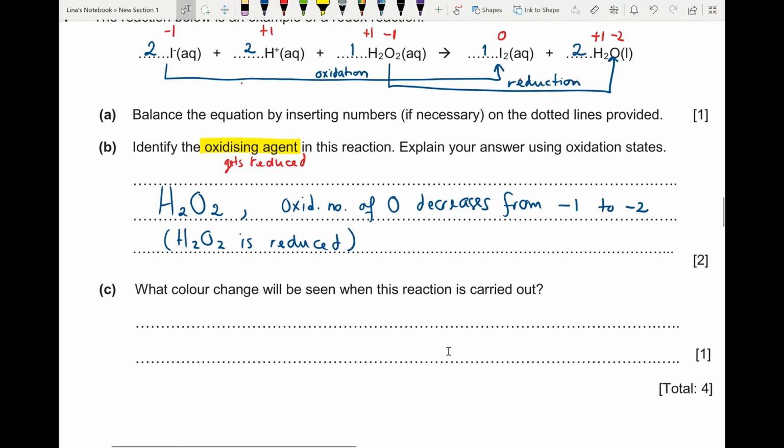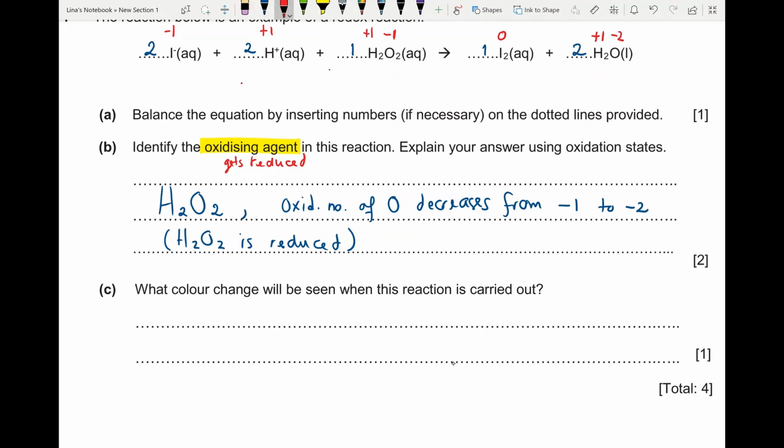Okay. What color change will be seen when this reaction is carried out? So iodide is colorless. Potassium iodide, sodium iodide, they are colorless, and this acid is also colorless. Hydrogen peroxide is also a colorless solution. However, iodine, and you guys should know this, iodine is brown in color. So the color change would be colorless to brown.